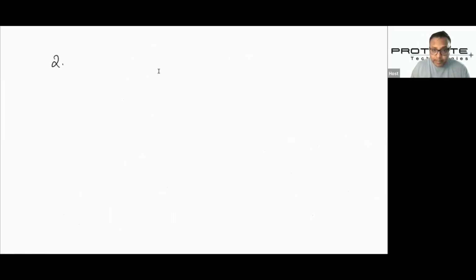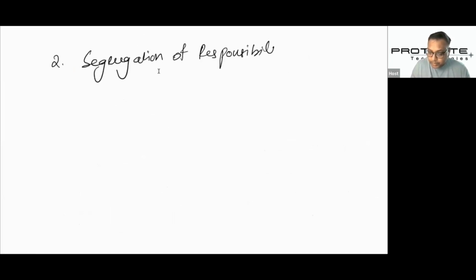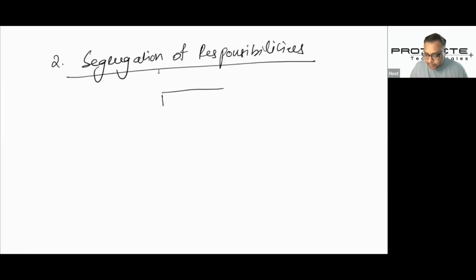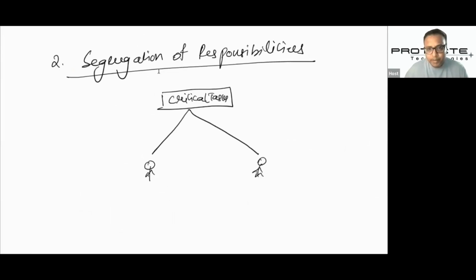Second is segregation of responsibilities. Now, segregation of responsibilities means that any critical task, we have also discussed this earlier, critical tasks should be segregated between two people. People, process, whatever, right?